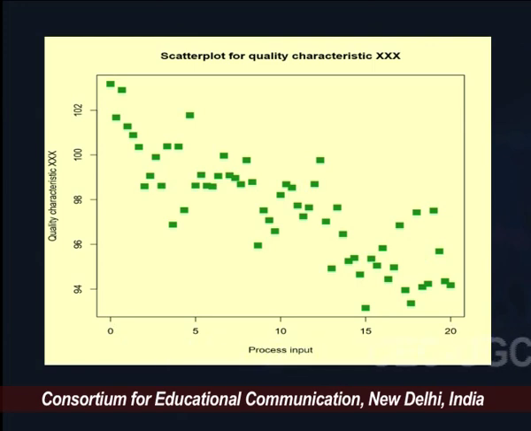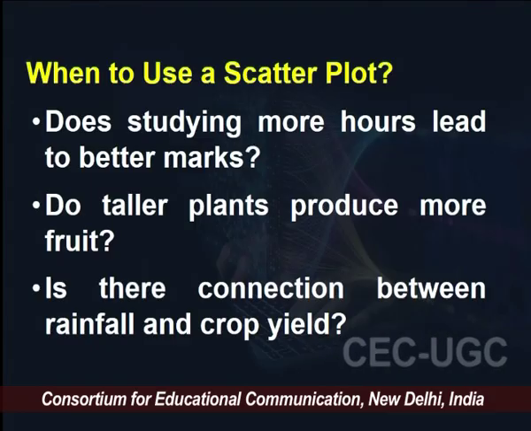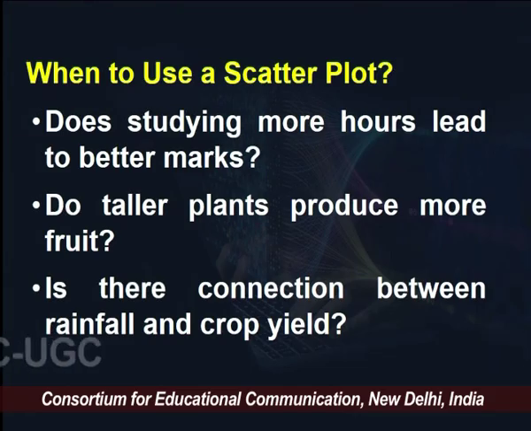And if you do some intuitive thinking over this, you can also see the trend is decreasing. So it says as the x-axis or the process input increases, the quality characteristic decreases. So this is very useful for creating a relationship from two different variables. Now, when to use a scatter plot? A scatter plot is useful when you are trying to relate two different variables.